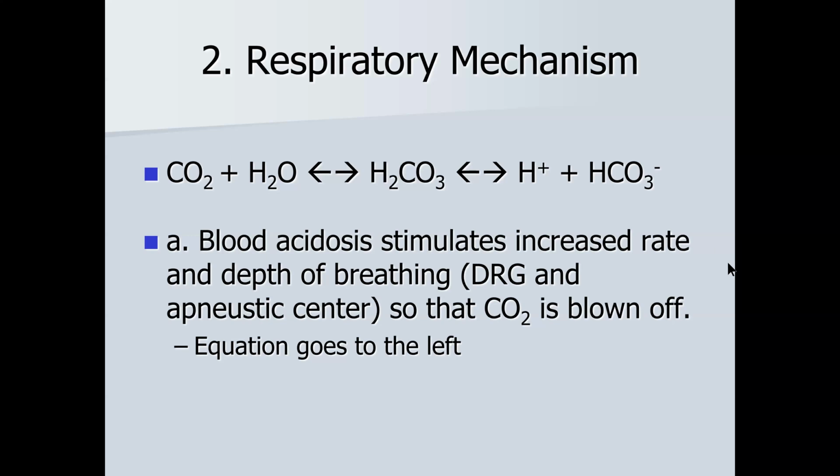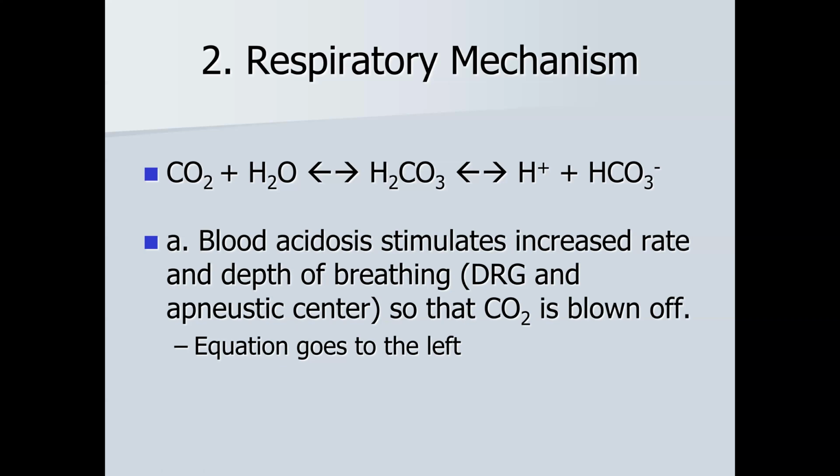If we blow off the CO2, so if we decrease this rate of CO2, then the equation is going to shift to the left. It's going to shift to the left. And that's going to give us less of a hydrogen ion concentration, and we're going to go more towards the alkalotic side. We're going to raise the pH.